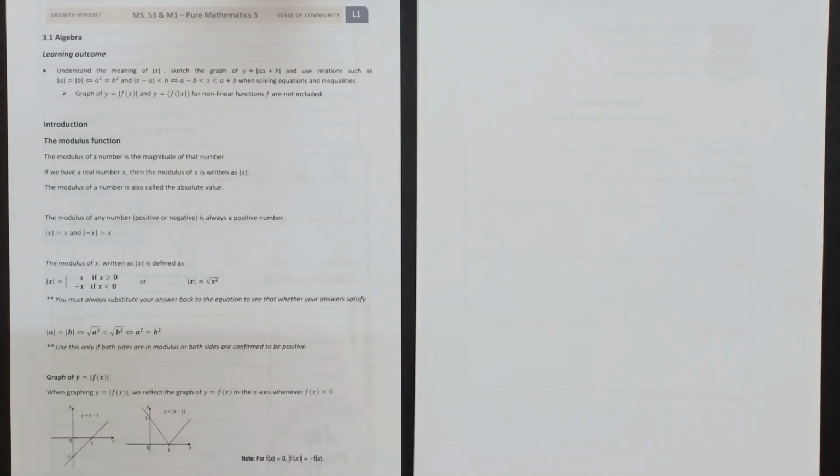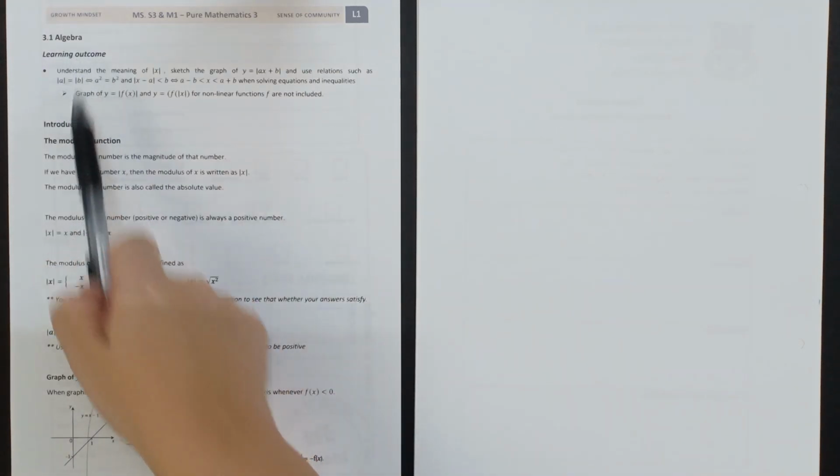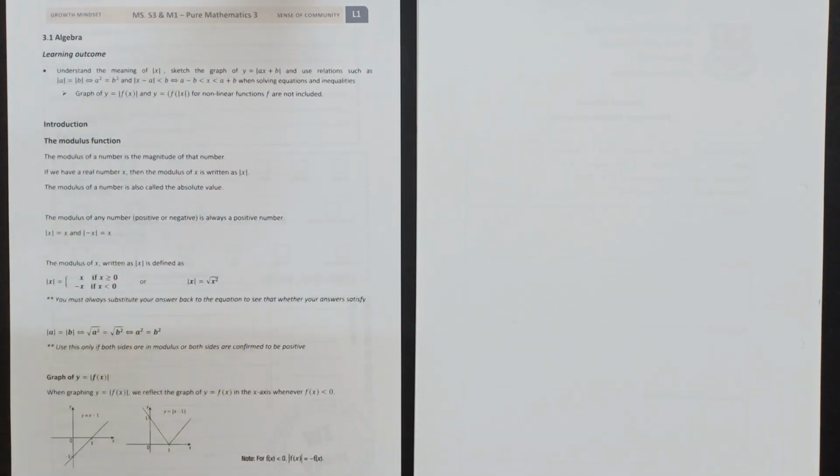Okay, hi everyone. So this will be our first lesson on Pure Maths 3. Chapter 1 is called Algebra. There are quite a number of learning outcomes that you need to achieve after this chapter. But because of your semester 1 exam and so on, before that we are just going to cover one part, which is about the modulus function.